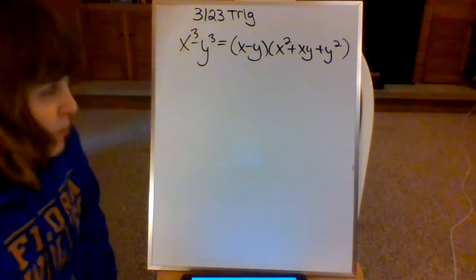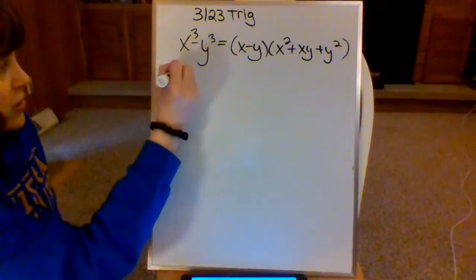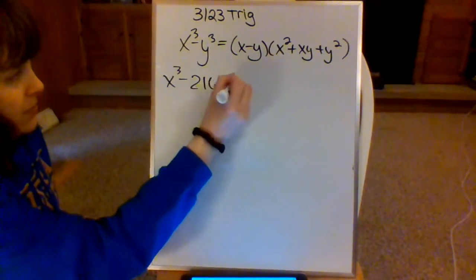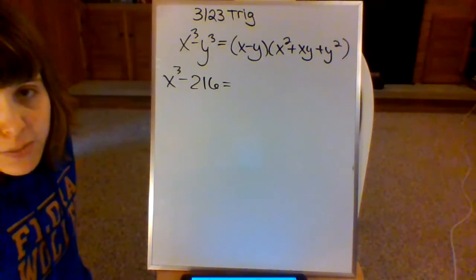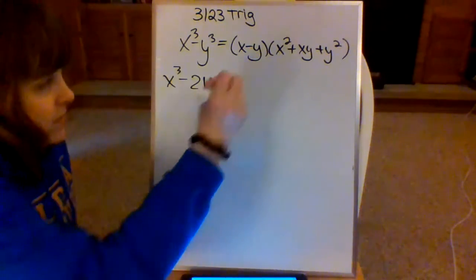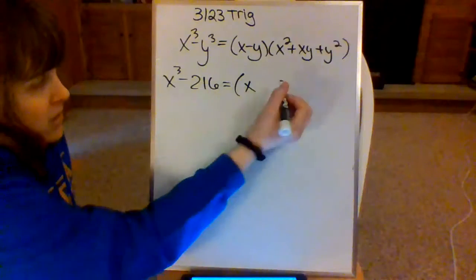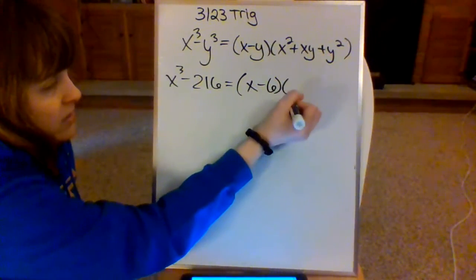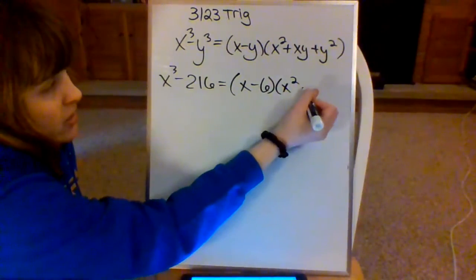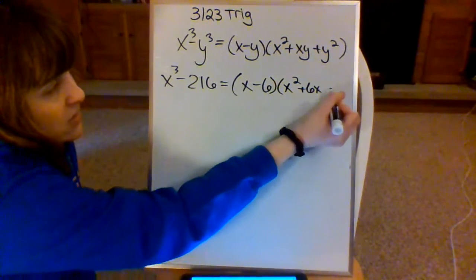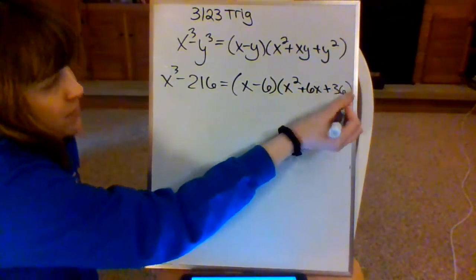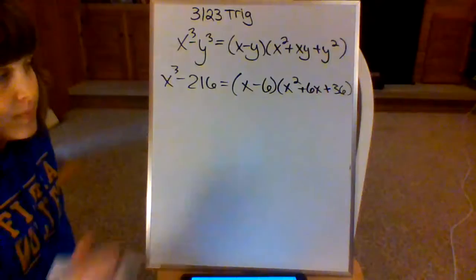Okay, so our first example for this one is x to the third minus 216. Now, the cube root of the first term is x. The cube root of 216 is 6. So we're going to have x minus 6, x squared plus 6x plus 36. And that's it.